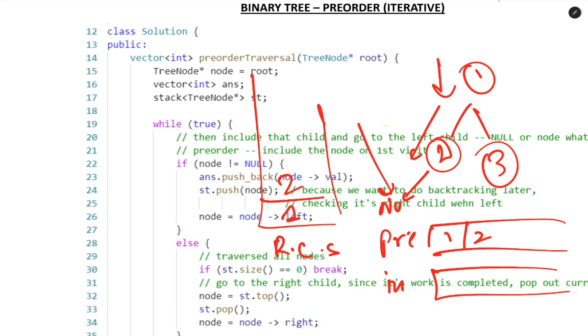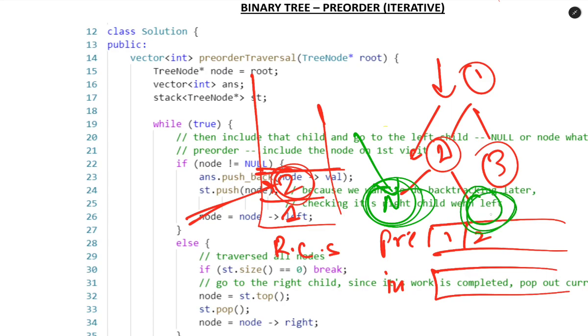Null is not a node, so I will be going back to the stack top, and stack top is 2. So I will say that okay, the left subtree of 2 is already visited. So now I have to visit 2's right subtree, right? Initially my node was pointing to this, but now my node should point to this, and not here.